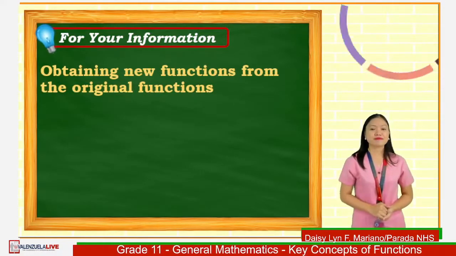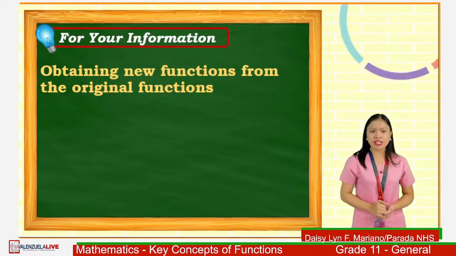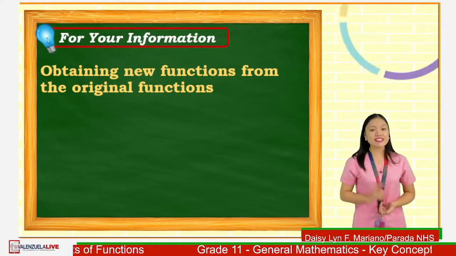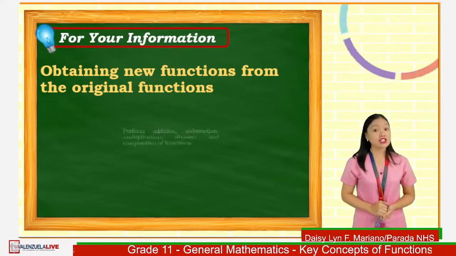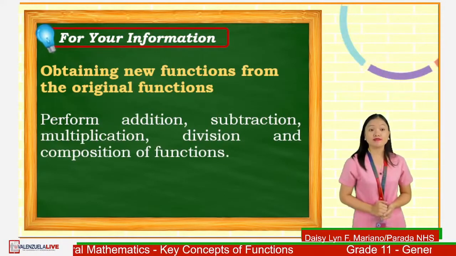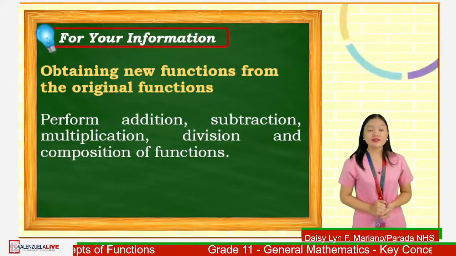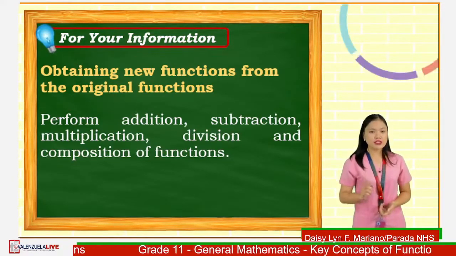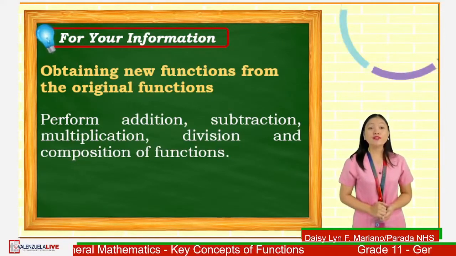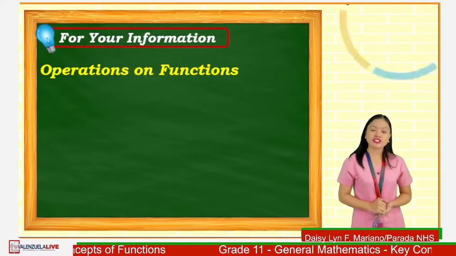Good job! Now, I want you to think of this question. Is it possible to obtain a new function from the original functions? How? That is through performing the operations addition, subtraction, multiplication, division, and composition of functions. When we obtain a new function by adding, subtracting, multiplying, dividing, and composition of functions, these new functions are called the sum, difference, product, quotient, and composite of the original functions. Let us have the following definitions.